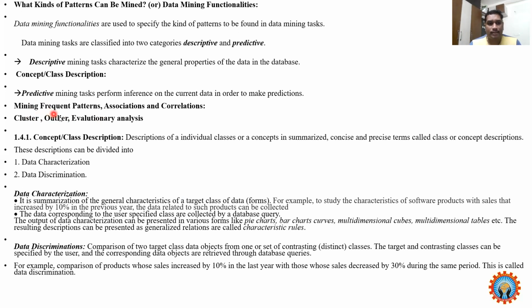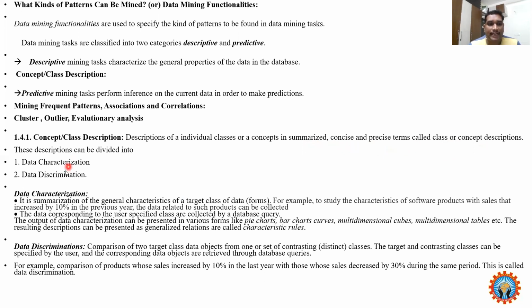we have various categories called frequent patterns, associations, correlations: mining frequent patterns, mining associations, mining correlations, mining clusters, mining outliers, mining evolutionary analysis. Okay, so these come under predictive. Okay, concept or class discrimination. Discrimination of an individual class or a concept summarized in concise and precise terms is called class or concept discrimination. Okay, now you have a property, so based on the property you are summarizing the data, then it is called as concept or class discrimination.